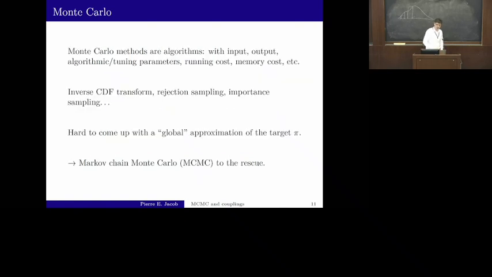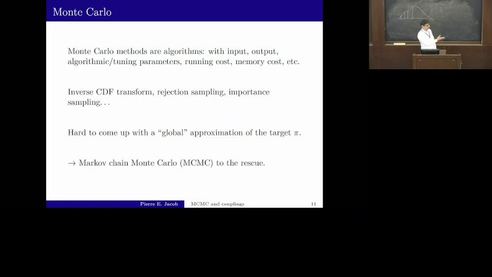Okay, so Monte Carlo methods are algorithms. So there's going to be some inputs, outputs. There's going to be some tuning parameters often that we'll have to choose. So we'll try to think about optimizing the performance in a way, and the performance will have to do with the cost of running the method, and then the precision of the output, the precision of the estimate.